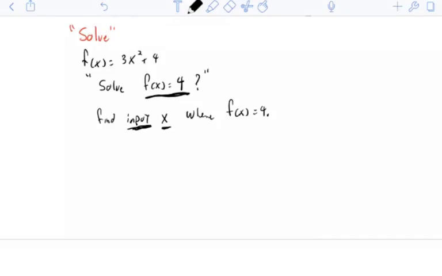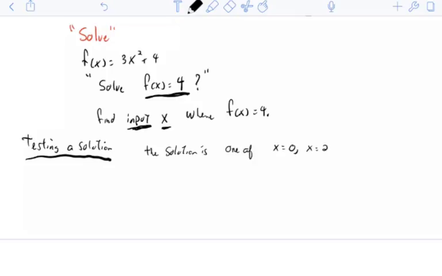One thing we can talk about right now is testing a solution. So you make some guesses. Let's say we pay a guy on the internet, and the person says the solution is one of x is equal to 0, or x is equal to 2, or x is equal to -1. So how can we tell which of these are the solution?